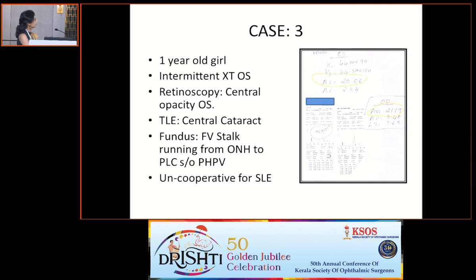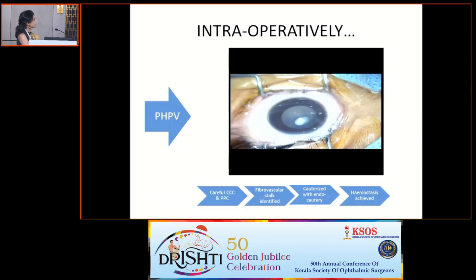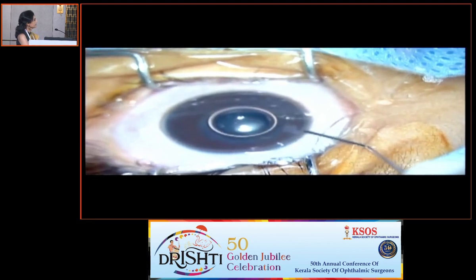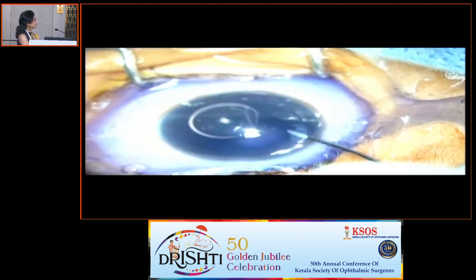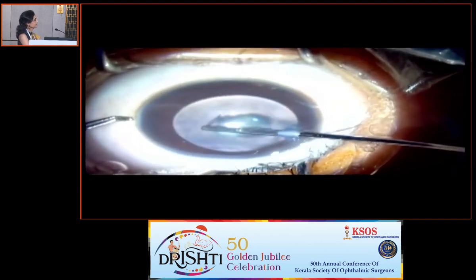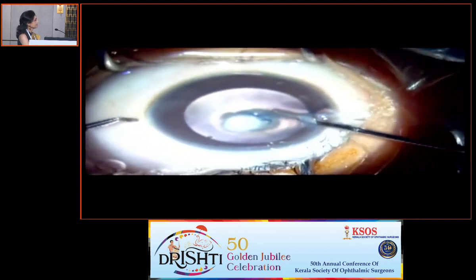The third case is that of a 1-year-old child, again with intermittent exotropia of the left eye, central cataract. Fundus was suspicious of a stalk running from the optic nerve to the posterior lens capsule, but ultrasound B scan did not show any stalk. Again, we took the child for examination under anesthesia and proceeded with cataract surgery, again with reduced parameters of irrigation aspiration, and a careful anterior capsulorhexis was fashioned. You can see the anterior capsule stained with trypan blue, and a careful capsulorhexis is fashioned.